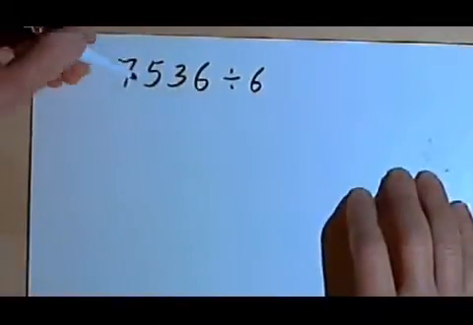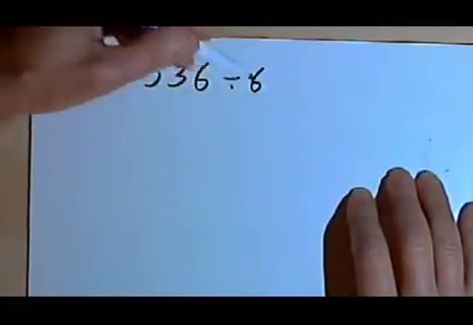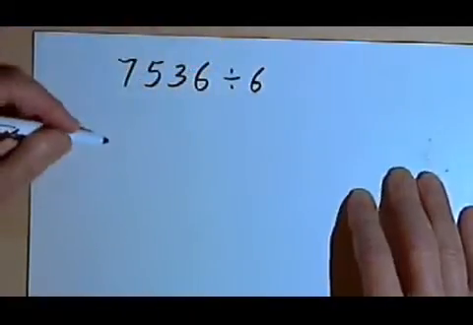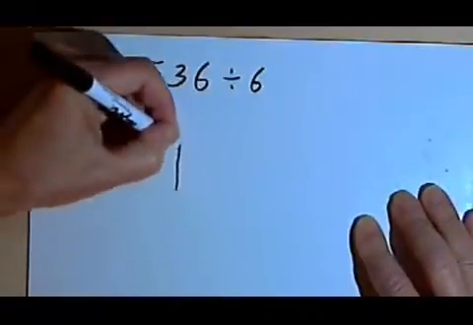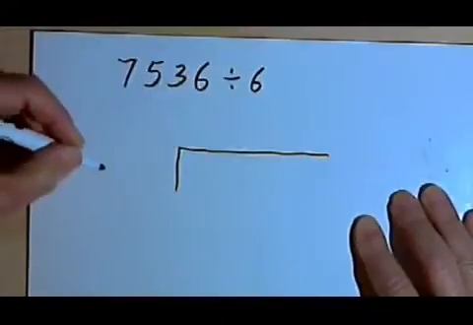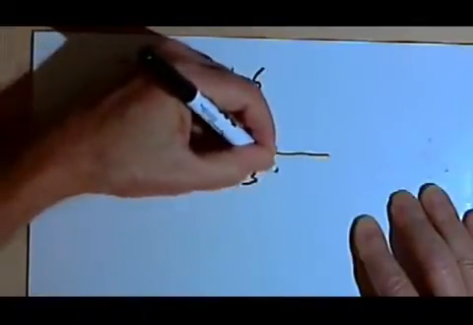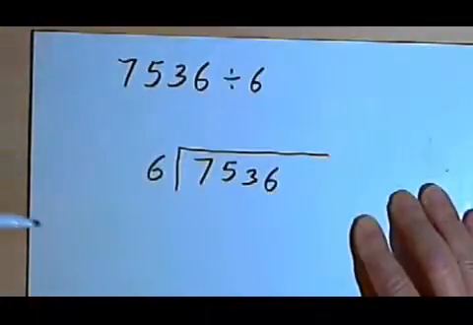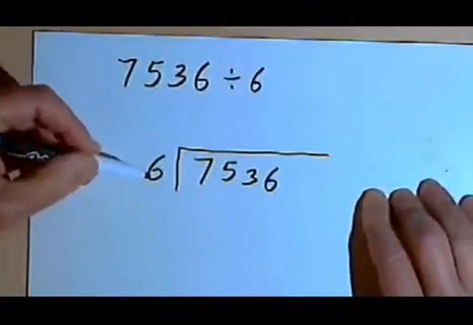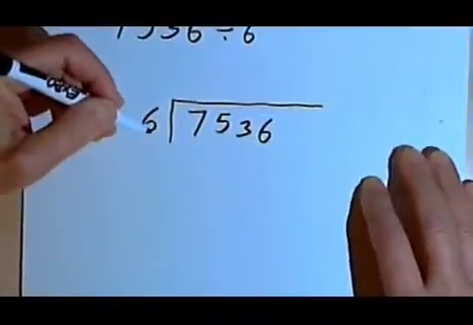So here I've got to divide 7,536 by 6. So I'll set this up as a long division problem. I'll make a kind of a box or half a box and put 7,536 in the box. And outside the box to the left of it, I'll write the 6 that I'm using to divide by. And now the process goes like this.